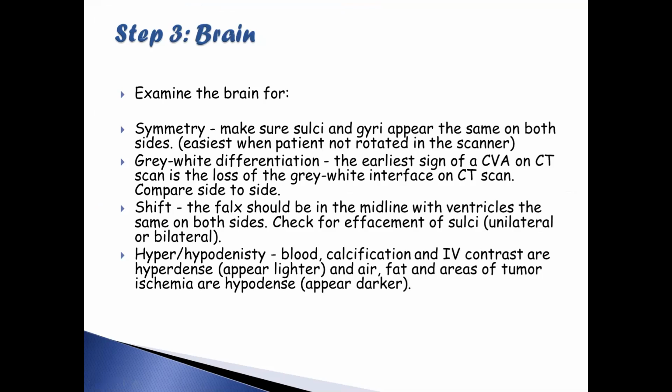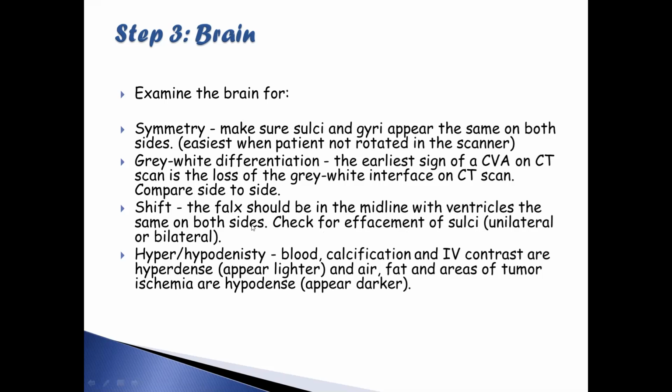Then brain. You need to examine the brain for symmetry. You need to make sure the sulci and the gyri appear the same on both sides. And you need to take note of gray-white differentiation. The earliest sign of a cerebrovascular accident on CT scan is the loss of the gray-white interface. So you need to compare that from side to side. Then shift. The pulse should be in the midline with ventricles the same on both sides. And then you need to check for effacement of sulci.